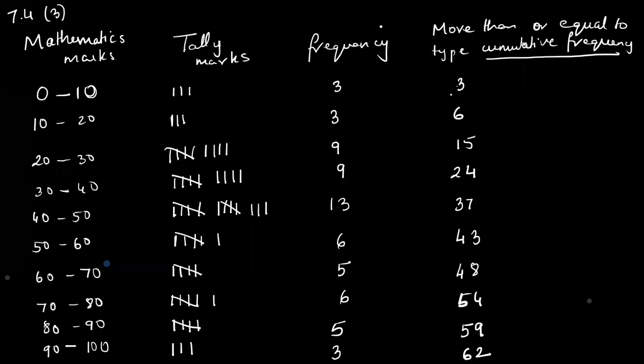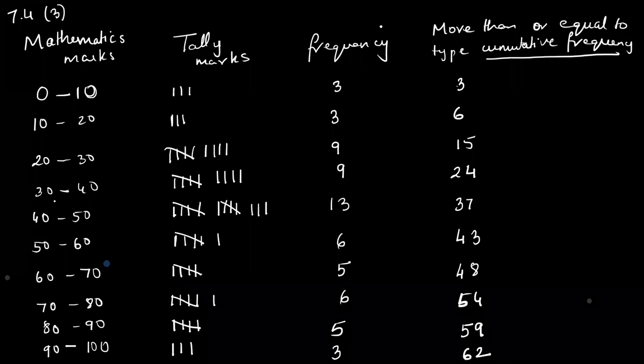Correct? Yes. Okay, if these 3 people have scored between 10 and 20, but if I ask you how many people have scored less than 20 marks, should you say 3 or should you say combined as 6? Combined as 6. Because if these people have scored less than 10, do you agree these same people have also scored less than 20? Yes. So that is why this is less than type. We write 6 here. Less than 20 is 6.